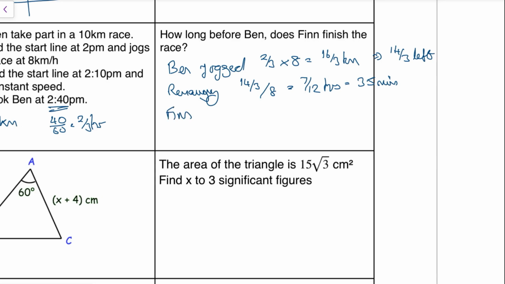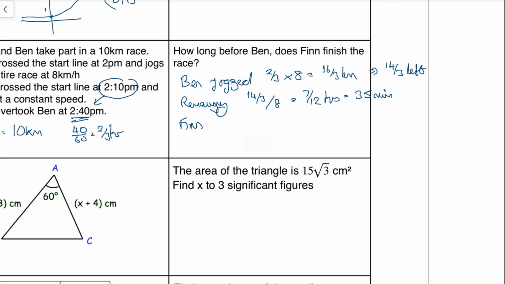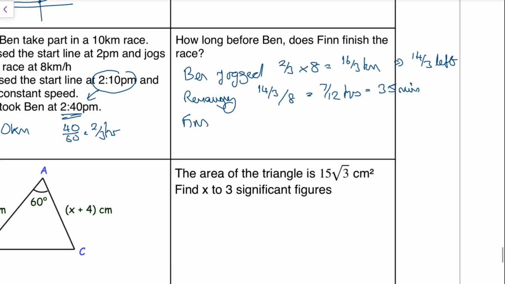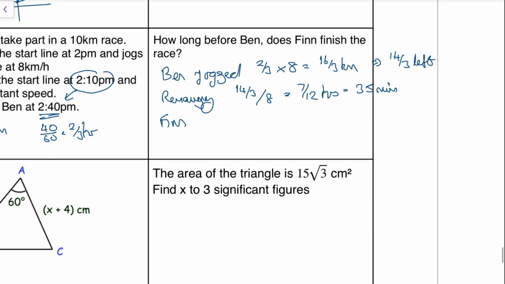So we next need to work out Finn's speed. If we think about it, 2:10 is when he starts, and they cross over at 2:40. That's half an hour. So it takes half an hour for Finn to do the... how long is it? Where do they meet? They meet at 16 over 3. So it takes half an hour for Finn to do the 16 over 3 kilometers.